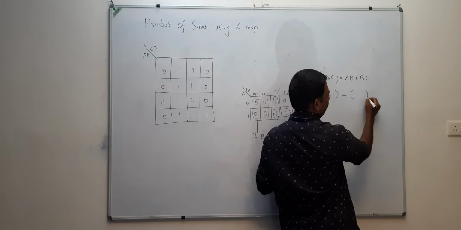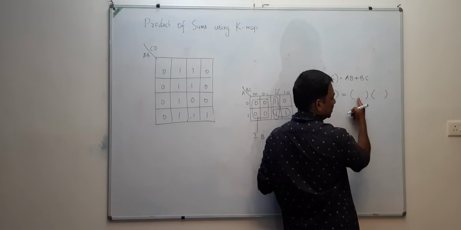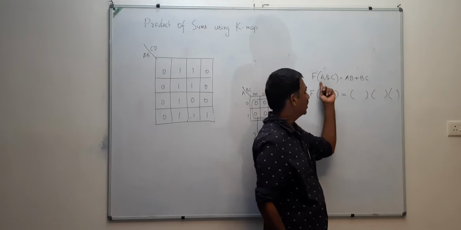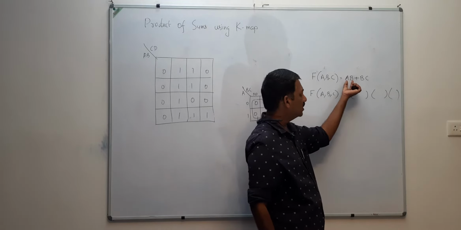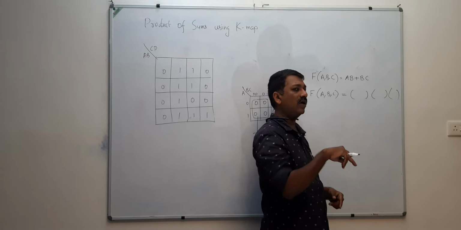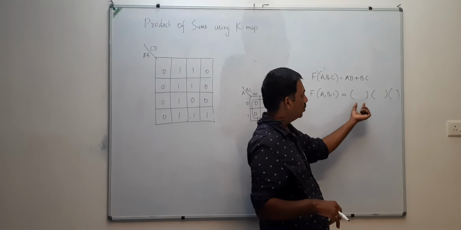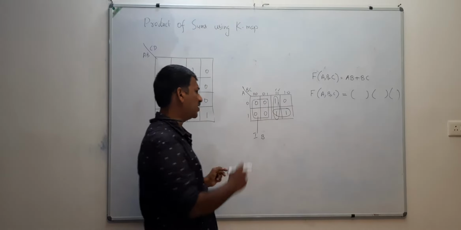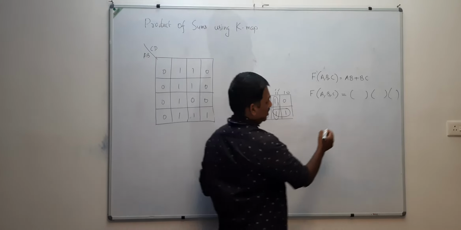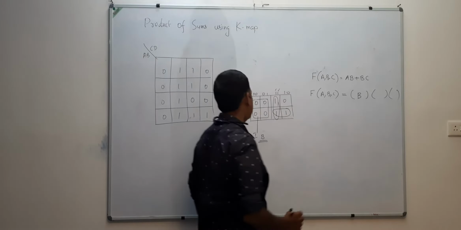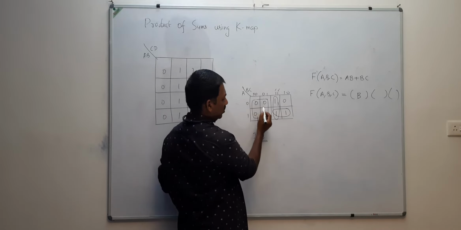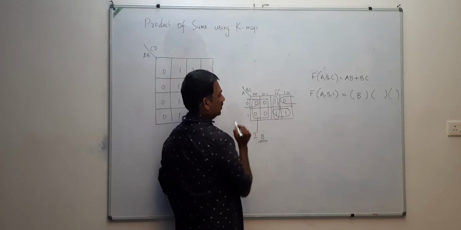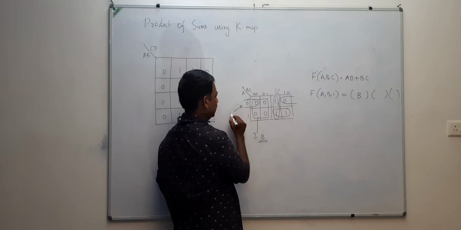Now you are going to have a product of some terms. In the sum of products, this is a product, this is a product, and after that you take the sum. Here you take some sums, and after that you take the product. Now the first sum is this one. The first sum is B. And the next sum is, you are going to group this zero, so you have to include it. For that you have taken this and you have taken this. So this is the second group.